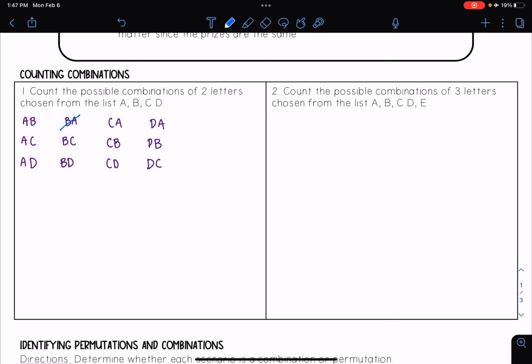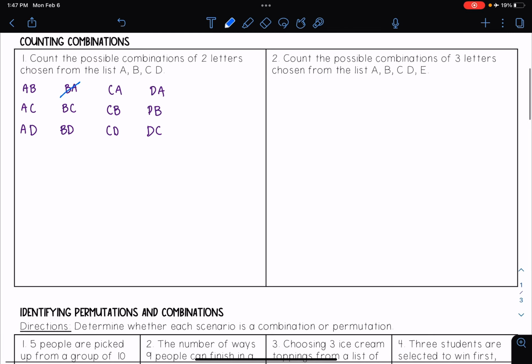BC, BD, we're good. CA, I see I already have AC, so I want to cross that out. CB, I already have BC, so I want to cross that out. I already have CD. And then DA, I already have AD, so I want to cross that out. DB, I already have BD, so I want to cross that out. And then DC, I already have CD, so I'm going to cross that out. So that leaves me with 1, 2, 3, 4, 5, 6 possible combinations.